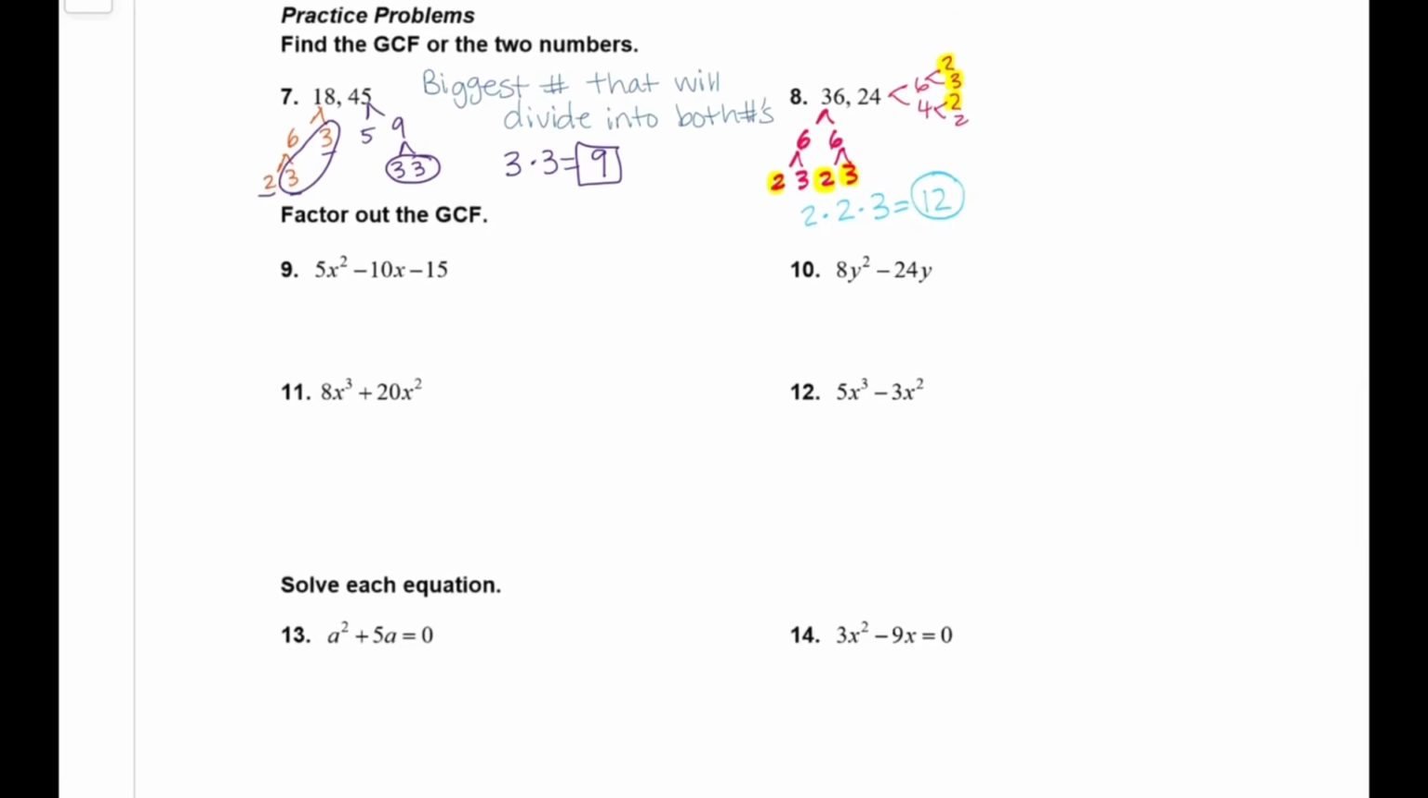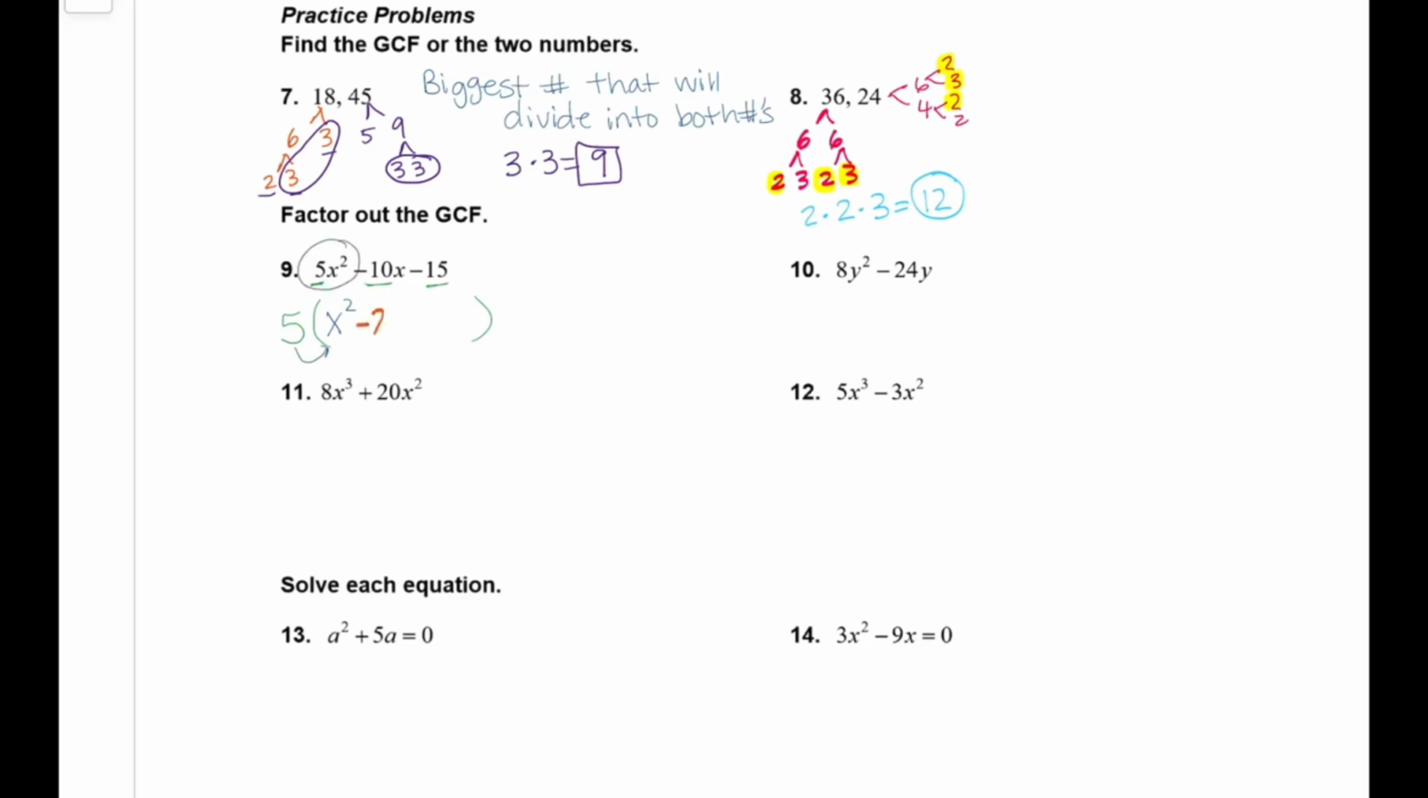Let's look at number 9. We want to think of the biggest number that goes into 5, -10, and -15. So 5 goes into 5, 10, and 15. So if I take the 5 out of the first term, the only thing that is left is the x squared. So 5 times x squared, when we distribute it, gives us 5x squared.